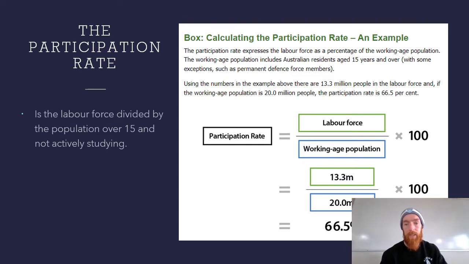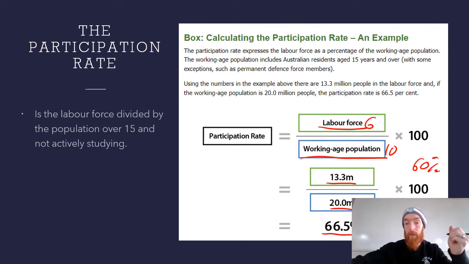If we were to work this out in terms of the math, we've got the labour force over the population, which ends up being 13.3 over 20 times 100, and that is 2/3 or 66.5%. What's going to be important here is in your exams, in your SACs, these numbers should be relatively simple. So it's pretty likely you're going to get things like the labour force might be 6 and the population might be 10. And then you're just going to have to be able to work out that it ends up being 60%. It's going to be really important there. But you should be able to do these numbers if you put them in the right spot.